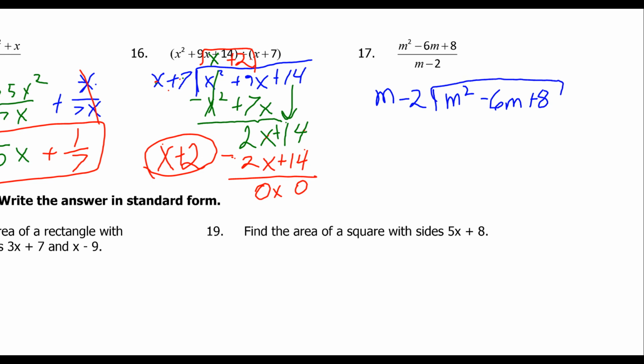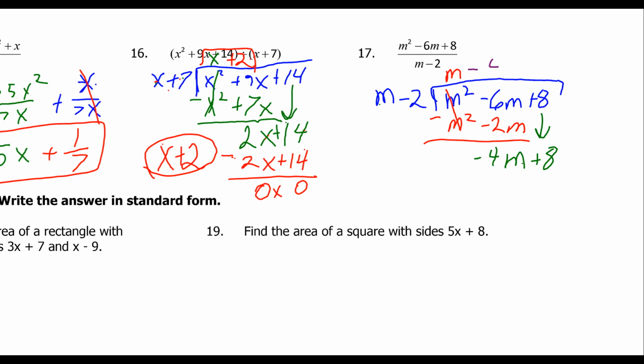Now, let's see. Last I checked, m goes into m squared m times. So we go m like that. M times m is m squared. Negative 2 times m is negative 2m. So we subtract the two rows from each other. Those cancel. And negative 6 minus negative 2 is going to be negative 4m. We bring down the 8, the plus 8, and m goes into negative 4m negative 4 times.